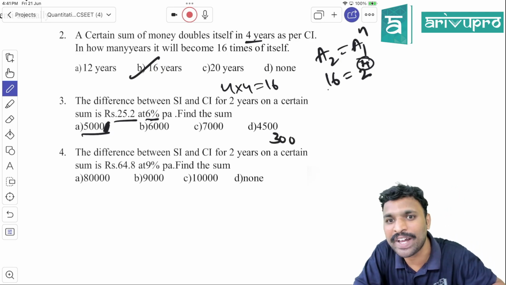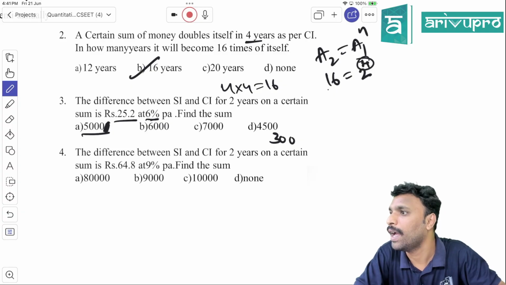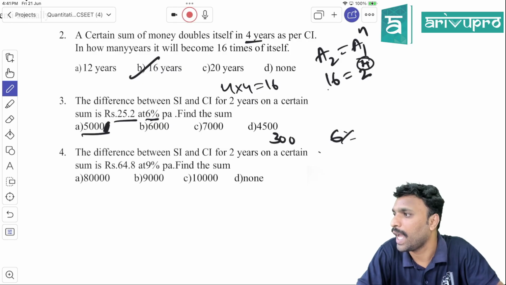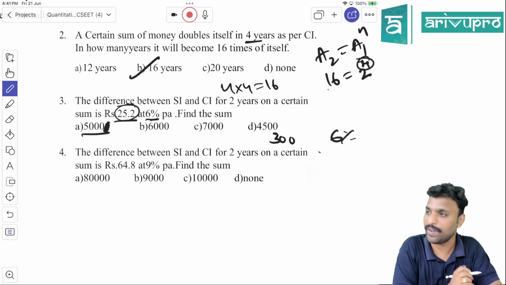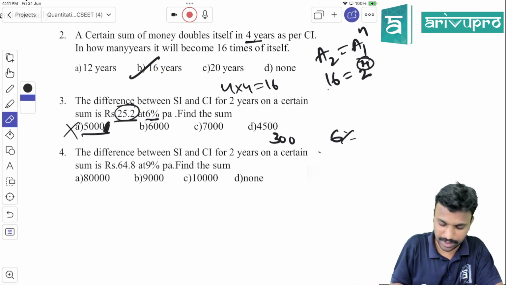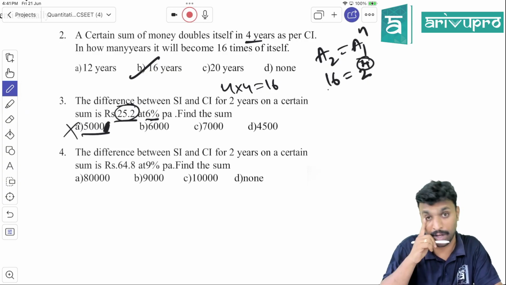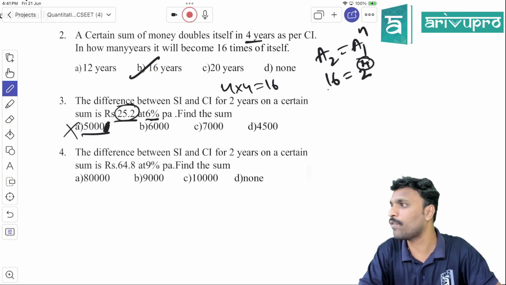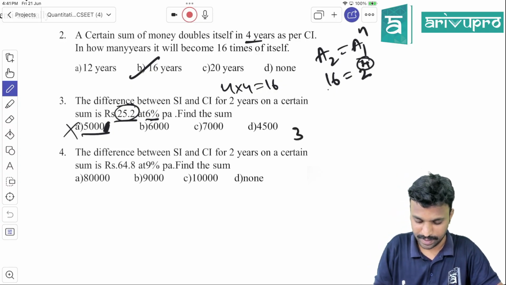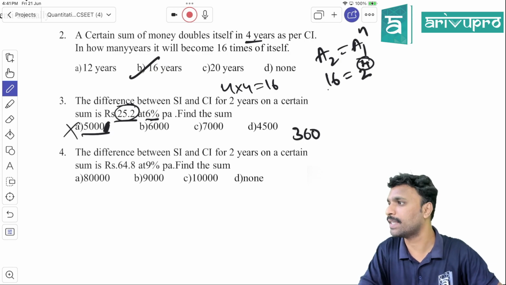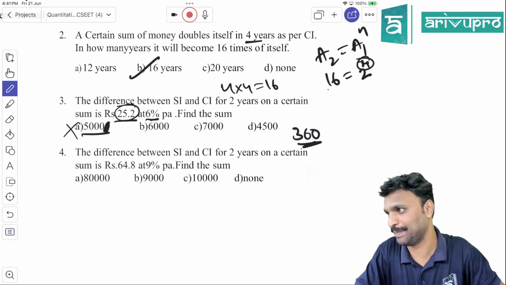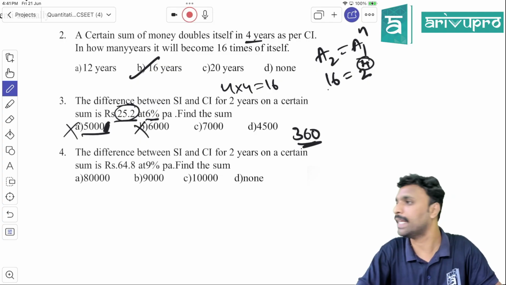Now on SI for 1 year, take 6%. So 6% on 300 is what? 18. But what have they given? 25.2. It is not the right answer. Understood. Now second option. If you take the second option as 6,000 principal, what is SI for 1 year? SI for 1 year is 360. Correct? Now 6% on 360 is 21.6. So it is not 6,000 either.